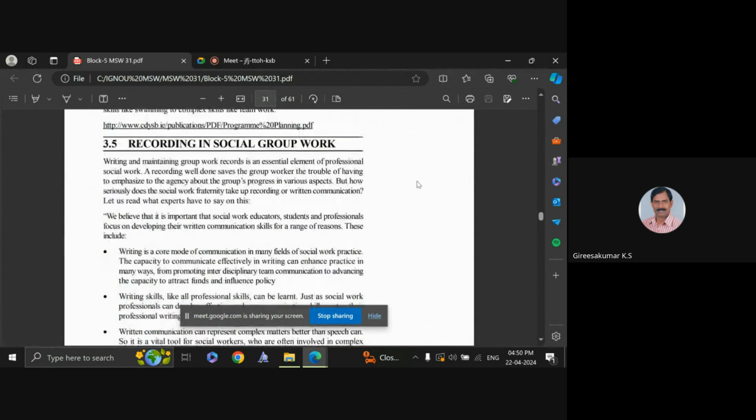Then recording in social group work, because there may be accountability. There must be accountability. For that, everything should be recorded. In social group work, everything should be recorded, as there must be accountability.